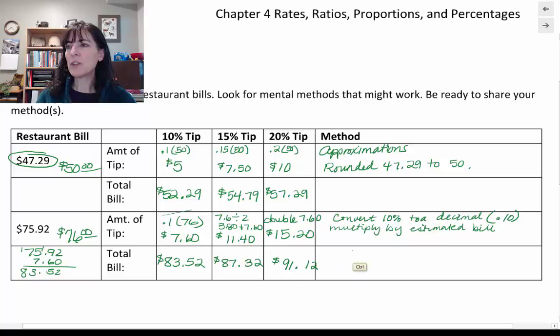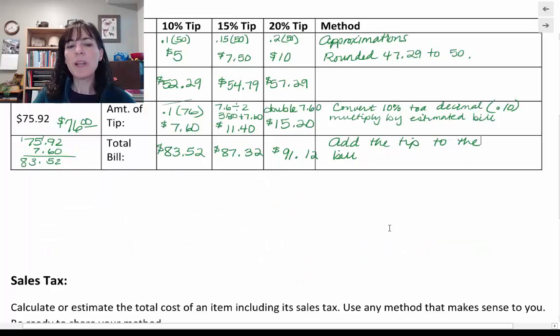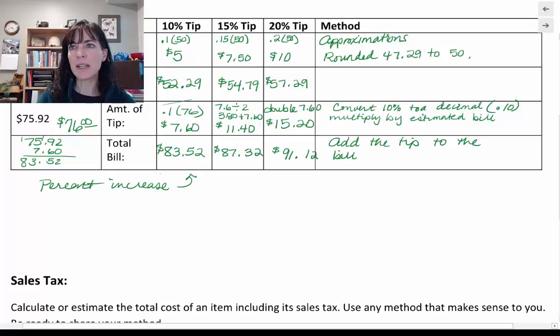And then remember to get the total bill, we just add the tip to the bill. I do want you to notice that when we calculate a total bill, we're actually finding a percent increase from our restaurant bill. In this case, that's a 10% increase over the restaurant bill, or an approximate 15% increase, and an approximate 20% increase over the restaurant bill. Just so you can kind of put that terminology together. In a few minutes, we'll talk more about that.